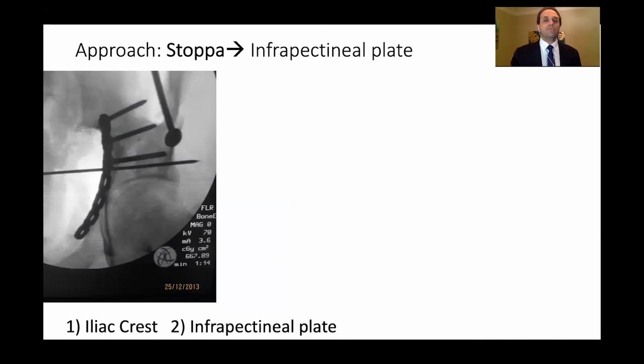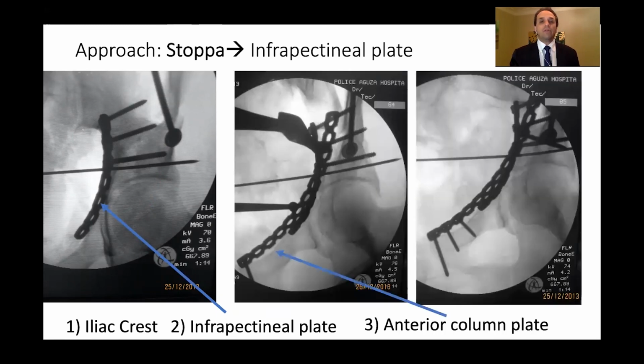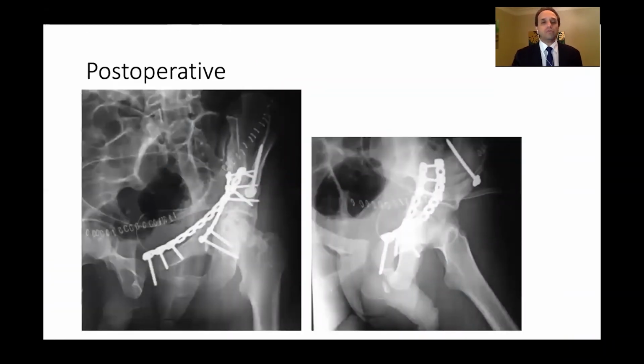Then I went through a Stoppa approach, which is very useful in this case. First, you fix the iliac crest, then the infrapectineal plate, and you can see how the infrapectineal plate supports the roof here and holds the fracture. Then we put the anterior column plate, as you can see, and fix it with screws anterior and proximal. Posterior column, I used 2 screws to fix it through the infrapectineal plate. It's a difficult technique to use, but it's sometimes very useful through the Stoppa approach.